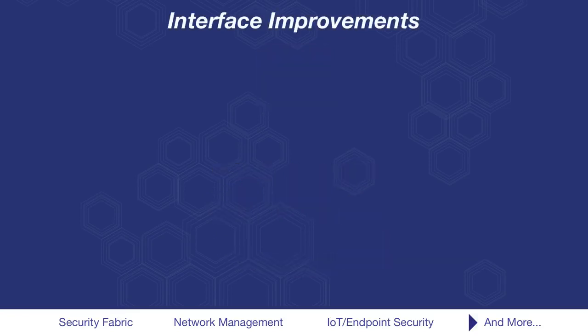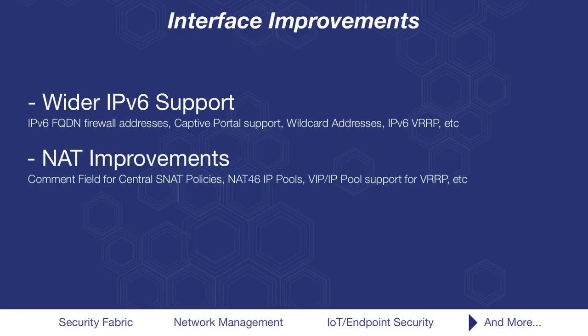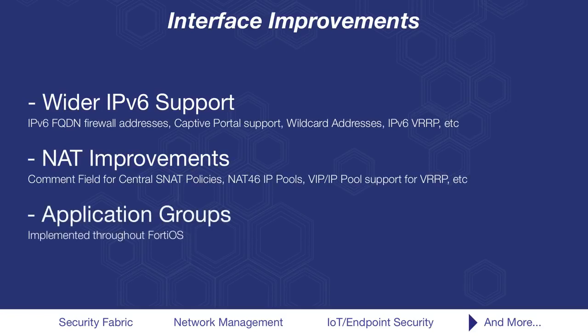6.0 includes a number of interface updates and enhancements, including wider IPv6 support, multiple NAT improvements including a comment field for central SNAT policies, also application groups for more granular application control, implemented in next-generation firewall policies, SD-WAN rules, and other locations. And that's only what we had time to mention.